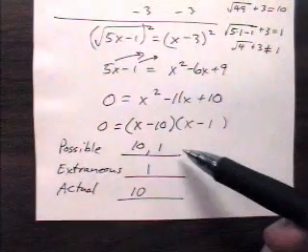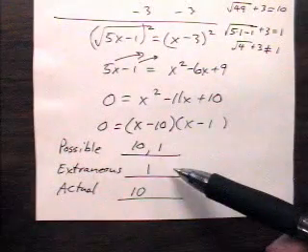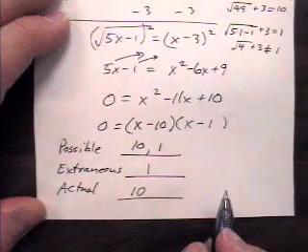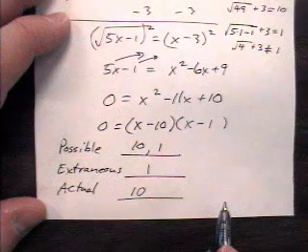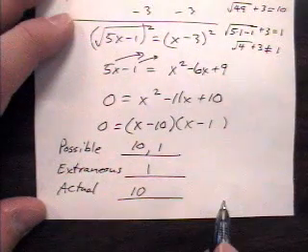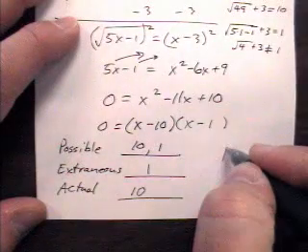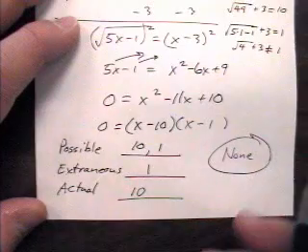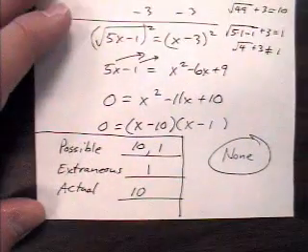This is the format that you'll probably see on quizzes and tests where I ask you for the possible solutions, any extraneous, and any actual. If you don't think that there are any extraneous or any actual solutions, then you would write the word none. We'll talk about that in class as well. But you would write the word none if you think there are none of a particular type. But for this question, these were the solutions.